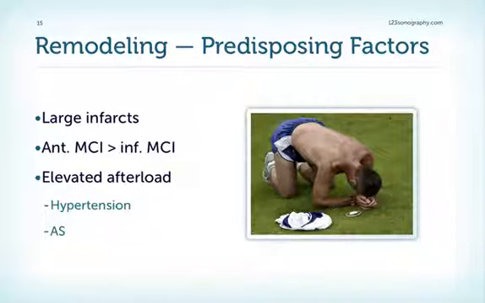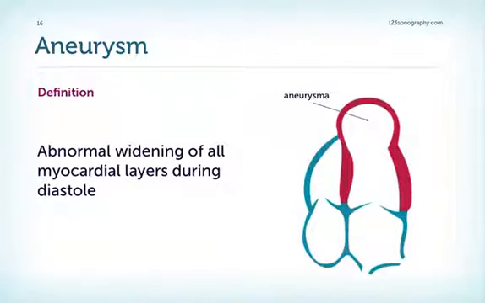This is probably also one of the main reasons why medications which reduce afterload, such as ACE inhibitors, are so effective after myocardial infarction. Patients with aneurysms are in particular prone to develop remodeled left ventricles. We haven't talked about aneurysms yet, because actually they are not a form of wall motion abnormality, but a form of deformation of the left ventricle. Basically, aneurysms are defined as an abnormal widening of all myocardial layers during diastole. So this is such an example of an aneurysm here.